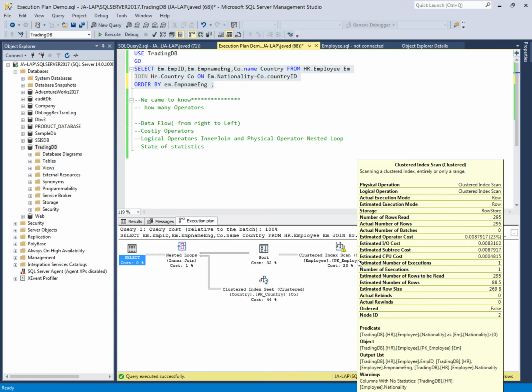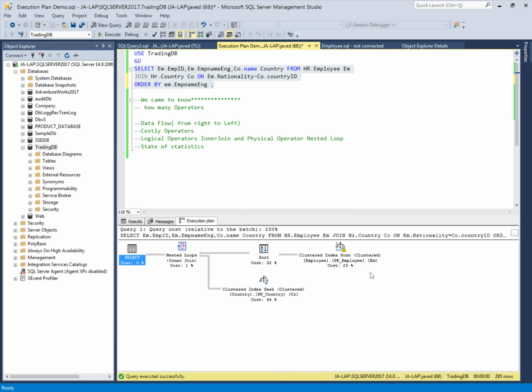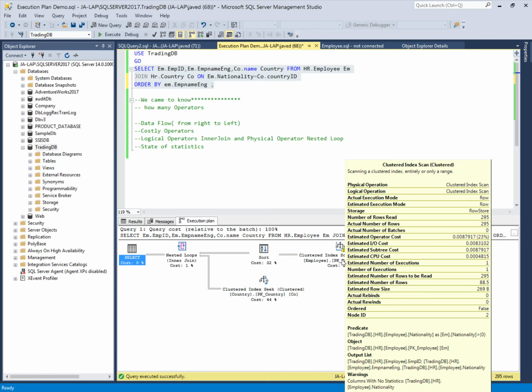The number of rows read is 295, but the estimated rows we saw in the estimated execution plan were different from the actual number of rows. Here, down below, the estimated rows are also different from the actual number of rows. If the actual number of rows and the estimated rows are not matching, then it means our statistics are not up to date, or there are some missing statistics.